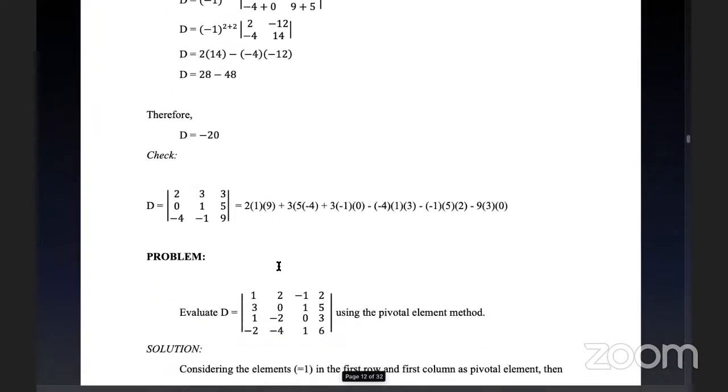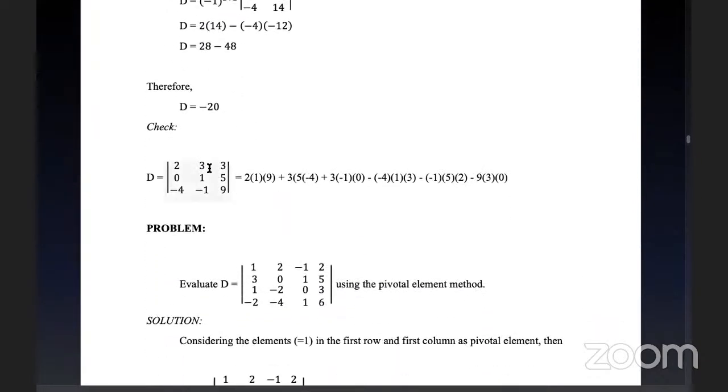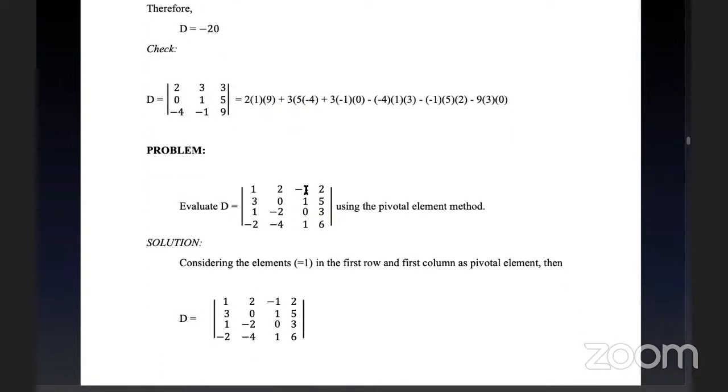Now, if we check without using the expansion or cofactor expansion or yung itong pivotal elements, so 2 times 1 times 9, and 3 times 5, try to evaluate, dapat -20 din yung result. Okay, so yun yung idea. So parang combination na siya ng cofactor expansion and yung pivotal element na method.